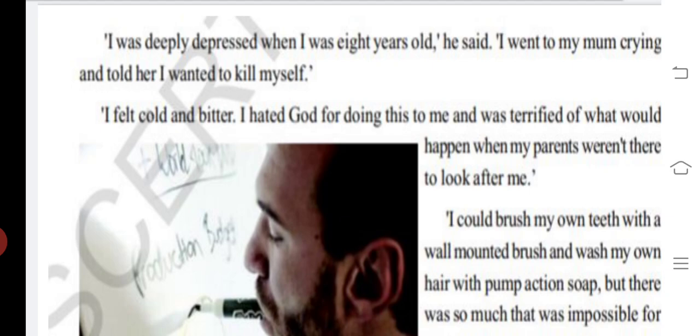"I was deeply depressed when I was 8 years old," he said. "I went to my mom crying and told her I wanted to kill myself."